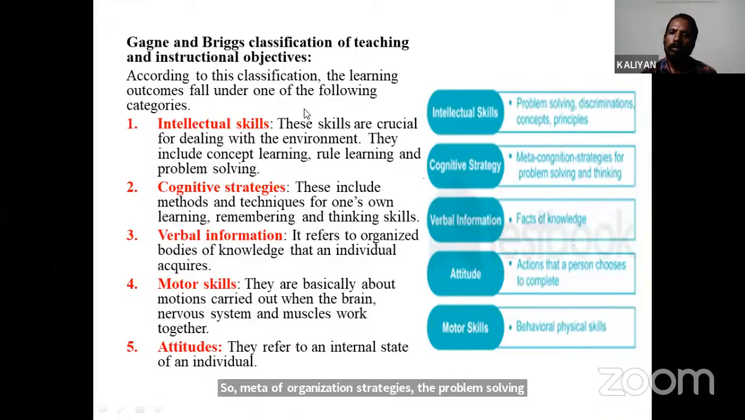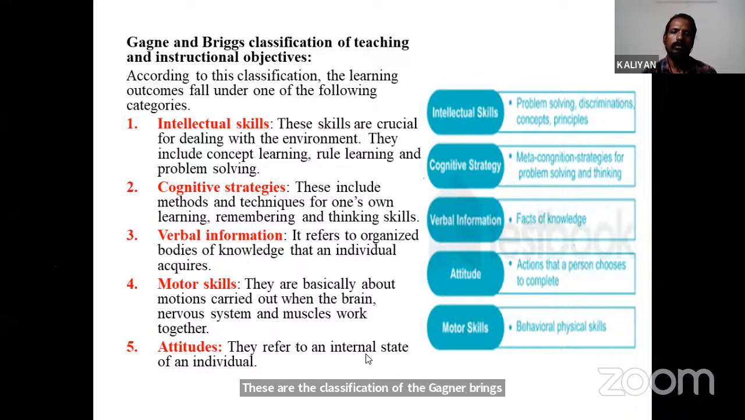And the third one is verbal information. It refers to the organized bodies of knowledge that an individual acquires, so facts of the knowledge. Motor skills are basically about the motion carried out when the brain, nervous system, and muscles work together, an action that a person chooses to complete the skills. Attitude refers to an internal state of the individual. These are the classifications of Gagne-Briggs.